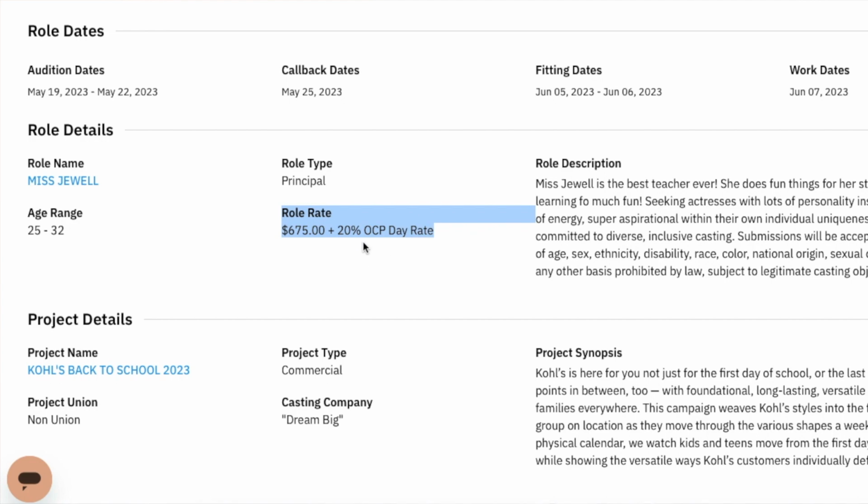So on camera principal, you are in focus, you are in the foreground, you are the person selling the product, right? You qualify for the residuals if it's a national SAG kind of deal, or you qualify for the buyout if it's non-union. But remember, you only get that buyout residual money if you are in the final cut and if you're recognizable. Now, BG is background.